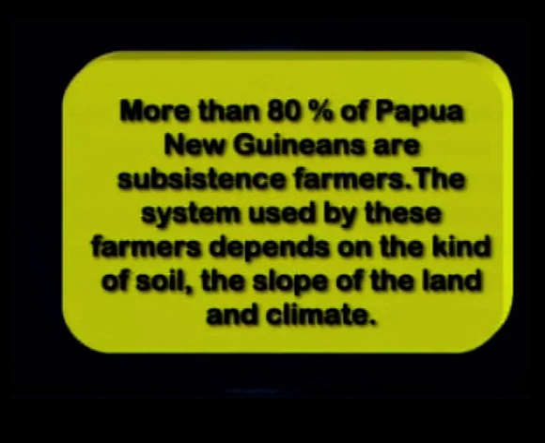Class, more than 80% of Papua New Guineans are subsistence farmers, meaning they grow their own food for their own consumption, or they grow their own food in order to make a living or earn an income. The system used by these farmers depends on the kind of soil, the slope of the land, and the type of climate.